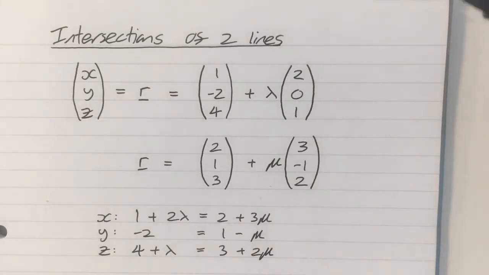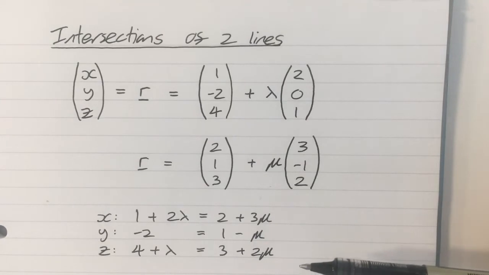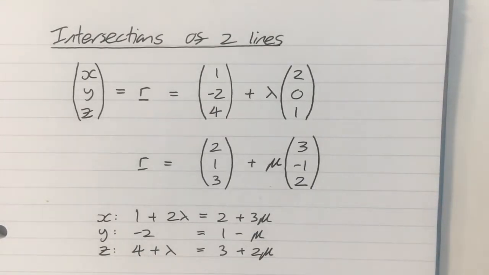These lines intersect if the same values of lambda and mu satisfy all three of those equations. So what we're going to do is take two of those equations and solve them simultaneously. And then we will check that that pair of values satisfies the third equation. If it does satisfy the third equation, they intersect. If it doesn't, they don't.